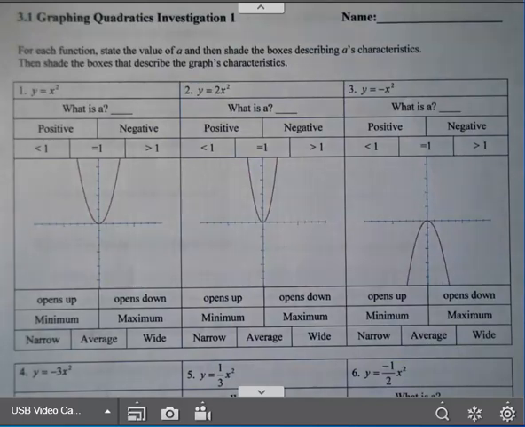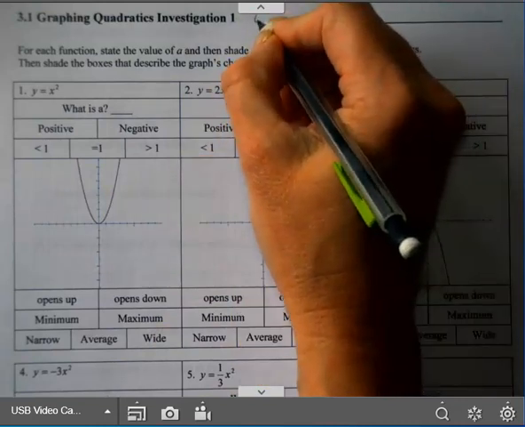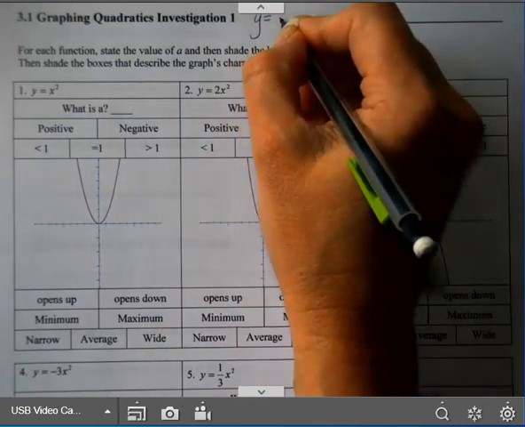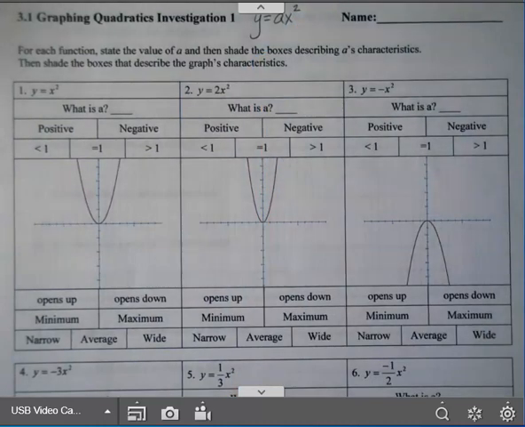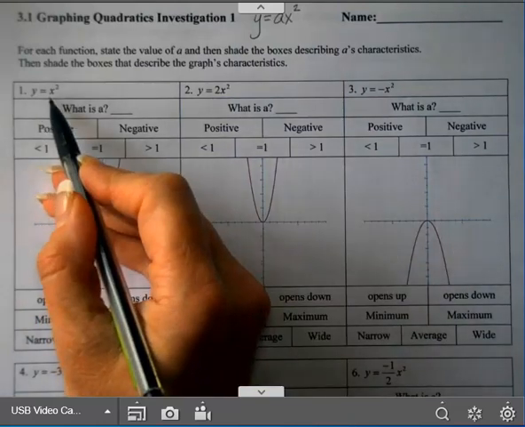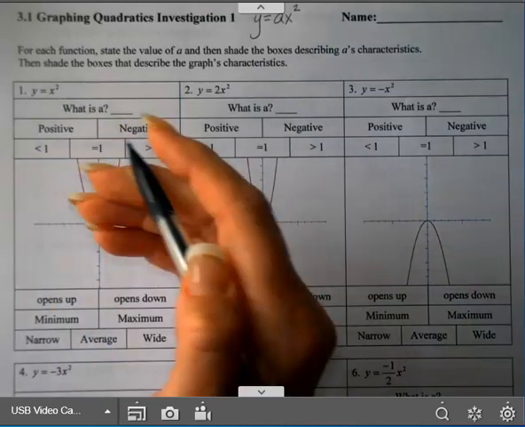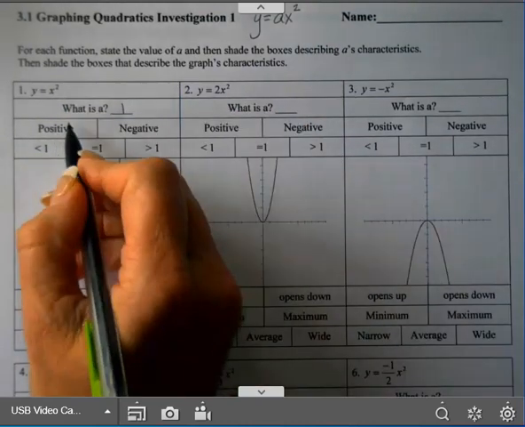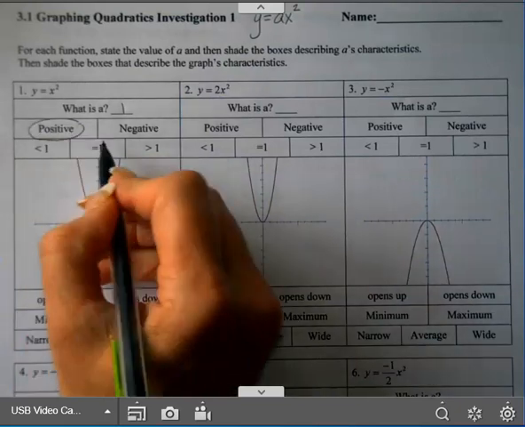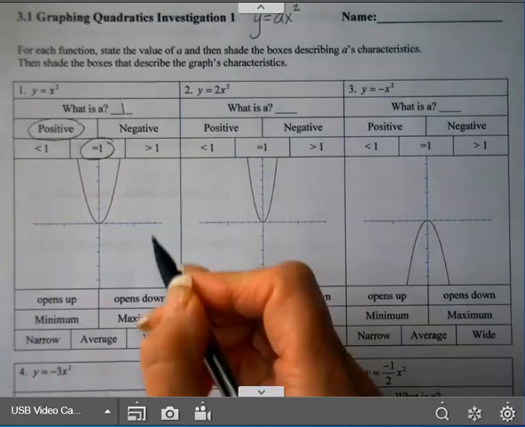We're going to begin graphing quadratics today, and we're going to start with y equals ax squared, where we're multiplying x squared by a. For our first example, we have y equals x squared, so a in this case would be 1. A is positive. It's equal to 1.